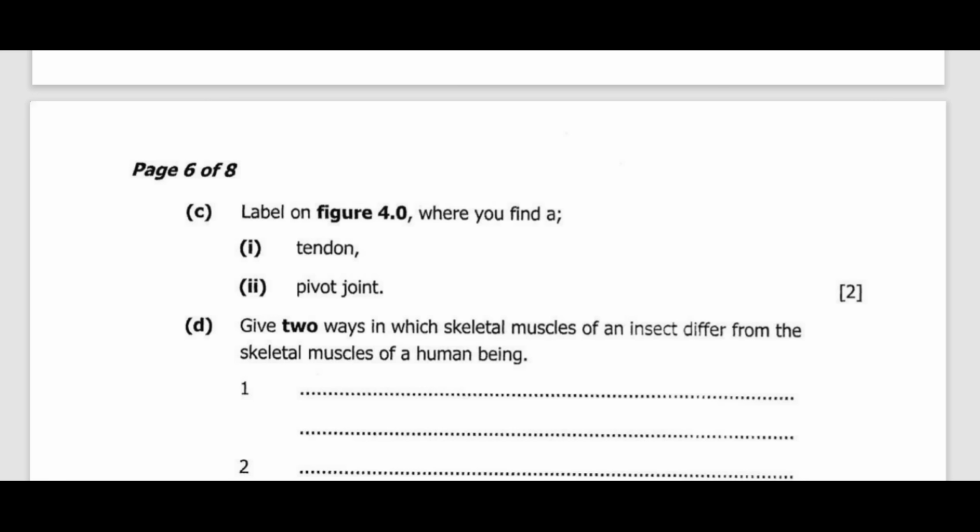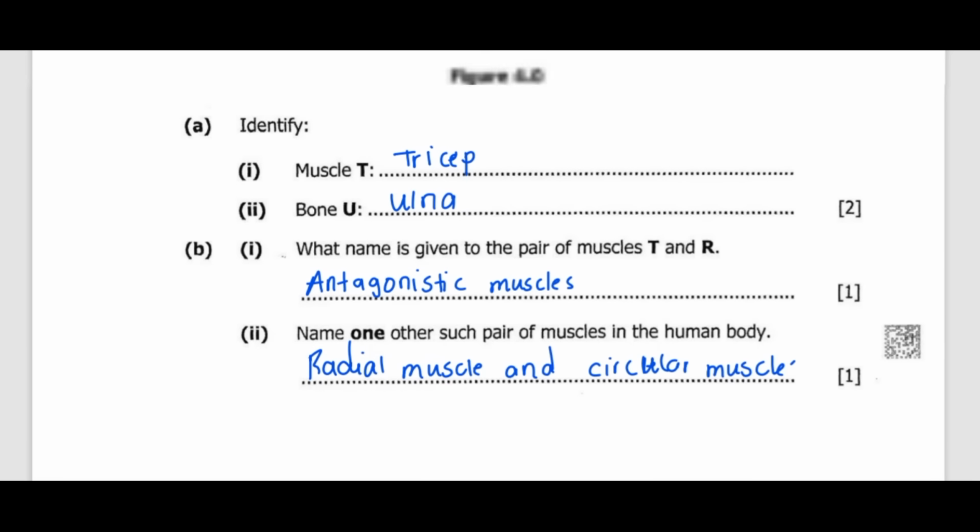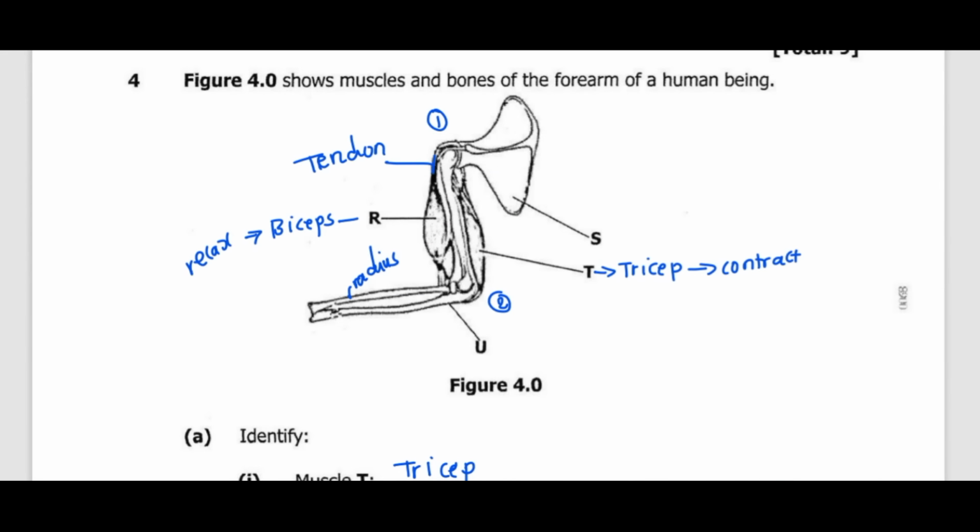Then in Roman number 2, we want to look at the pivot joint. So what is a pivot joint? A pivot joint is just a joint that allows movement in one direction. So we can see that the pivot joint is here. The best example of the pivot joint, we have what we call elbow joint. So if this is our pivot joint, then here we have what we call ball and socket joint. Ball and socket joint allows movements in all directions or in 3 planes.